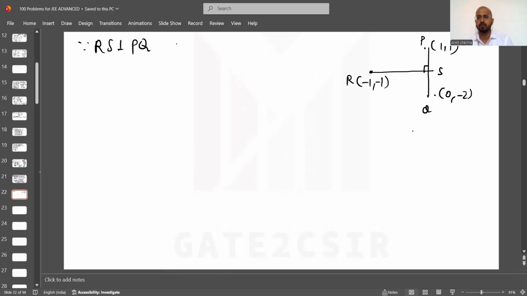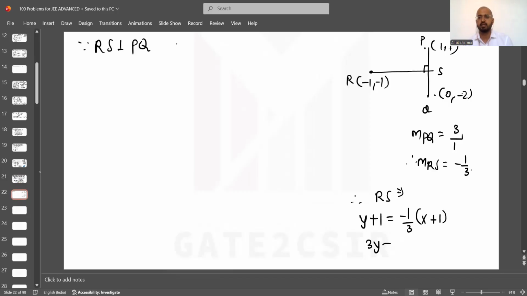So what is the slope of PQ, by the way? y2 minus y1, so 3, upon x2 minus x1, which is 1. So therefore the slope of RS would be -1/3. So the equation of RS will be y minus y1 is equal to m into x minus x1. So this gives me 3y plus 3 is equal to minus x minus 1, which is x plus 3y plus 4 is equal to 0. So this is my RS. And also the equation of PQ.